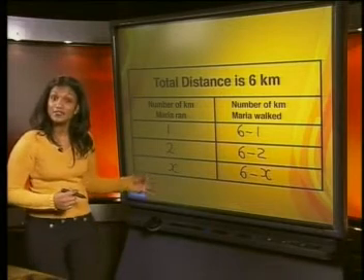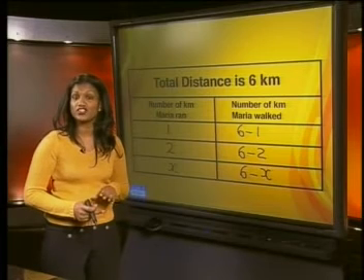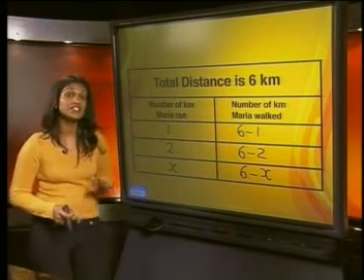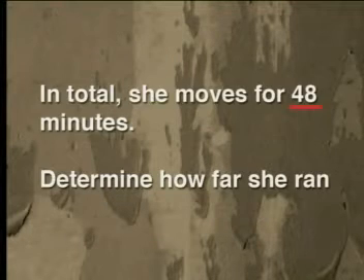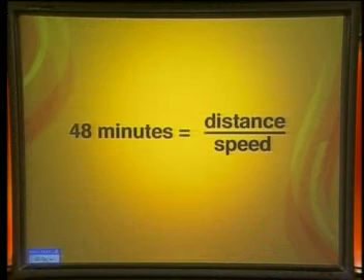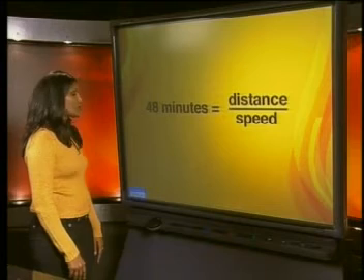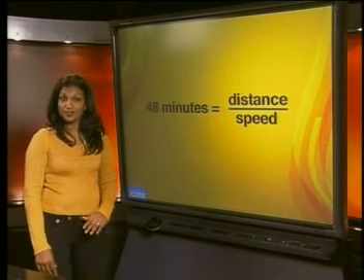Now we can use this information and our knowledge of how long it took her to reach the station to set up an equation in x. With the help of this formula, speed equals distance over time, we can write time equals distance over speed. We know it took Maria 48 minutes to get to the station. Now it is tempting for us to say that 48 minutes is equal to distance divided by speed. Would this be correct? Let's analyze the information carefully.